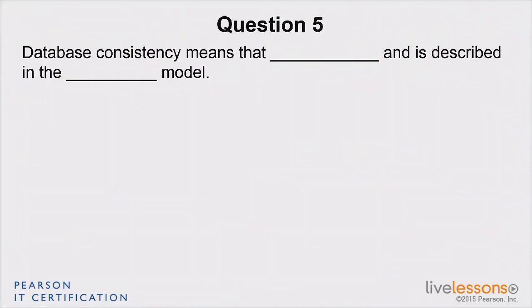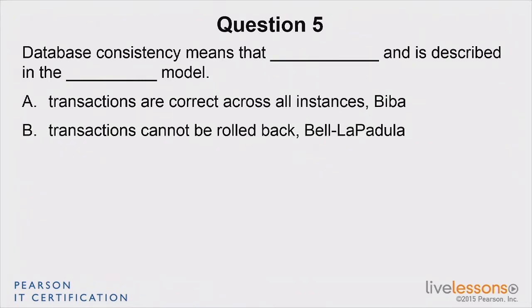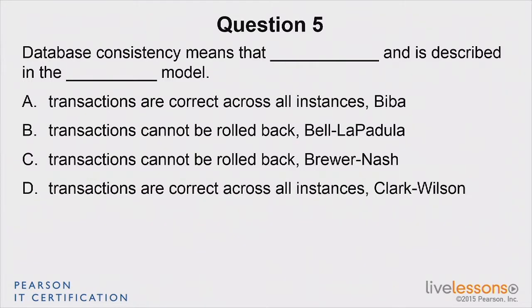Our last question, question 5. Database consistency means that blank is described in the blank model. All right, let's look at our answers. That transactions are correct across all instances, Biba. That transactions cannot be rolled back, Bell-LaPadula. That transactions cannot be rolled back, Brewer-Nash. And that transactions are correct across all instances, Clark-Wilson.